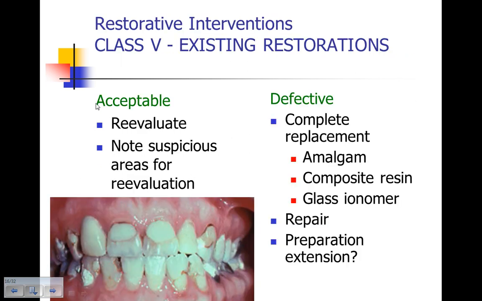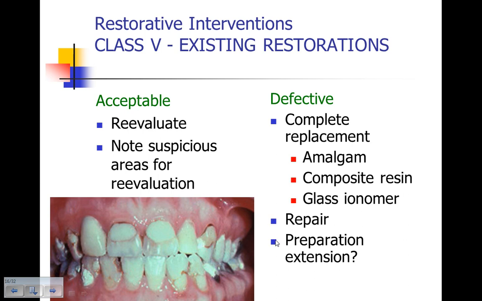And so if we think they're acceptable at this point, we're going to reevaluate. We're going to do active surveillance. We're going to note suspicious areas for reevaluation. But if they're defective, we consider complete replacement, whether it be amalgam, composite, or glass ionomer. We do consider some areas for repair if we know the history of the restoration, if we placed it, and that it's only one isolated area, we can go in and just do a repair of the bad margin.